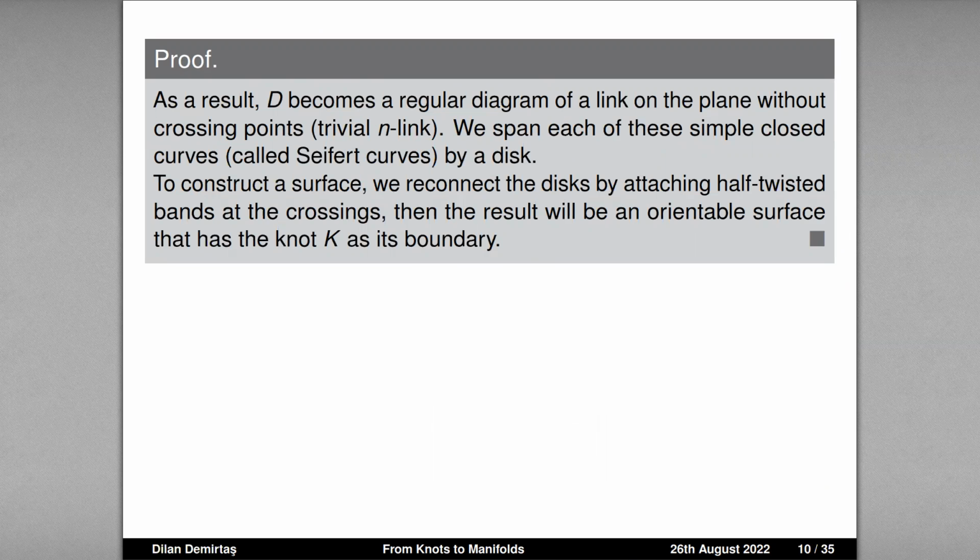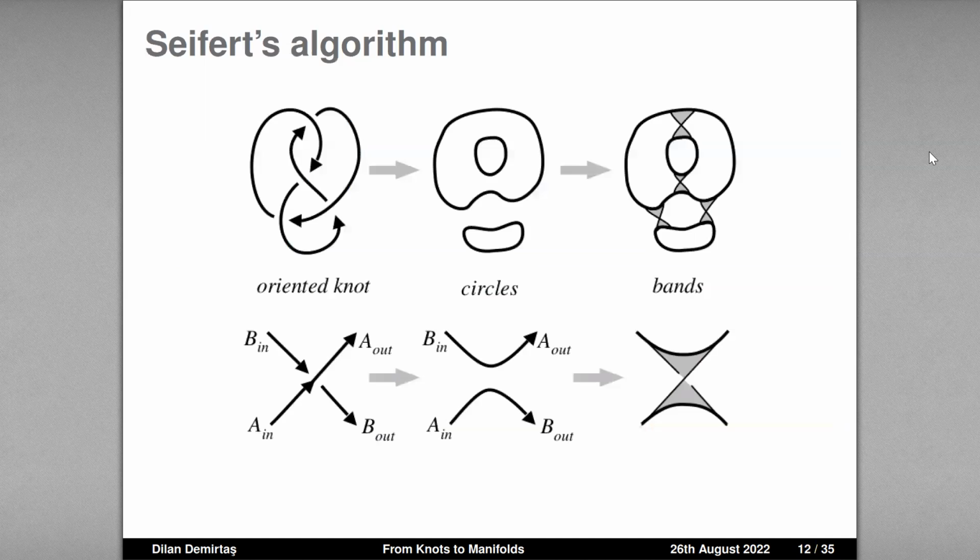And we span each of these simple closed curves with a disk. To construct a surface, we now have many independent disks. We need to attach them to each other via half-twisted bands. And the result will be an orientable surface that has the knot K as its boundary. And you can see a clearer account of Seifert's algorithm.